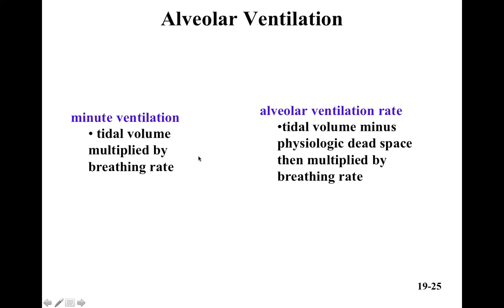Okay, minute ventilation is the amount of air that is moved into the respiratory passageways. It's your tidal volume multiplied by your breathing rate, breaths per minute. So if your tidal volume is 500 milliliters and you do, say, 15 breaths per minute, then your minute ventilation is 7.5 liters per minute. Alveolar ventilation rate is your tidal volume minus your dead space. So this is how much air actually gets to the alveoli.